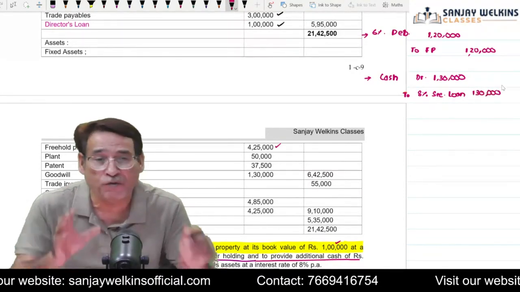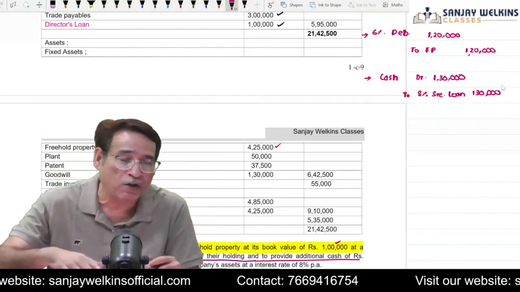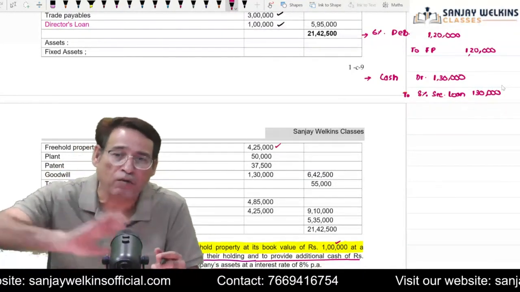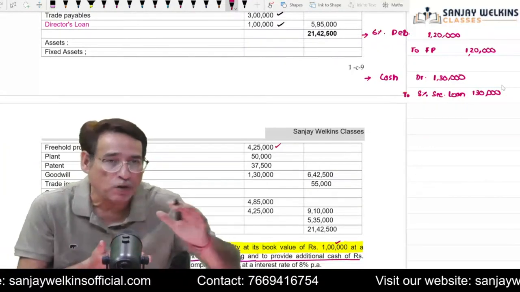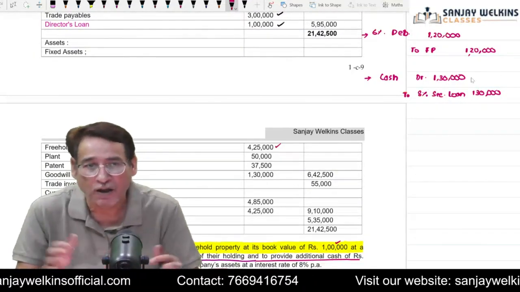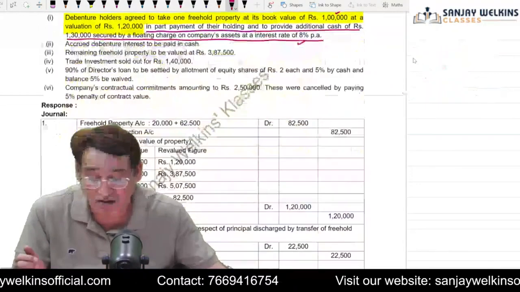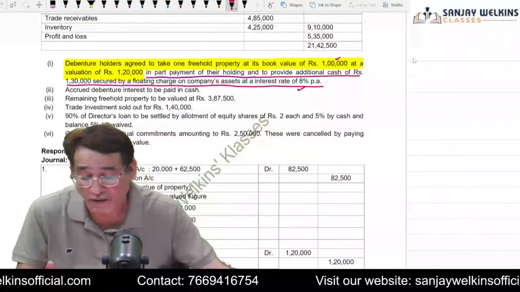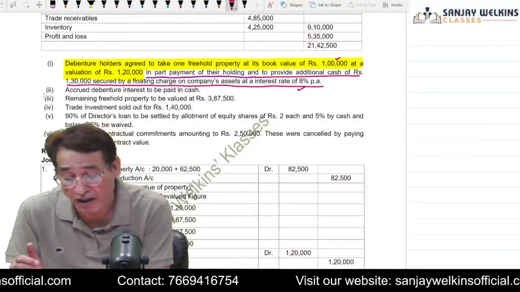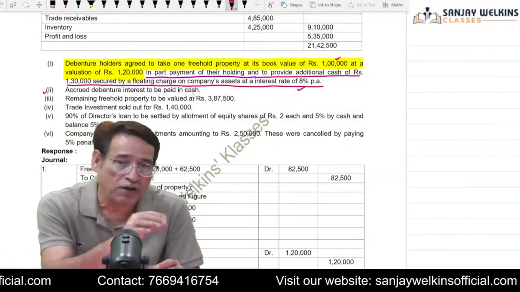Floating charge means if tomorrow this company undergoes liquidation, then whatever amount we realize from all the assets will have to be used first of all in payment of this liability. So this point is quite important from this particular area. And another important point, accrued debenture interest to be paid.